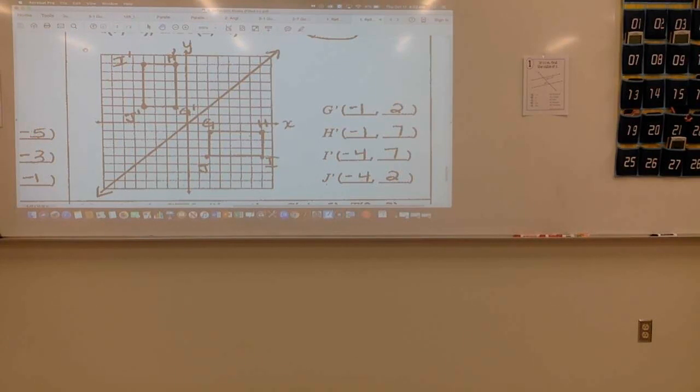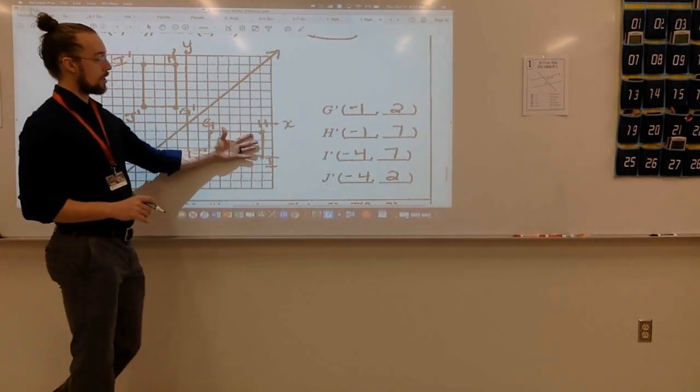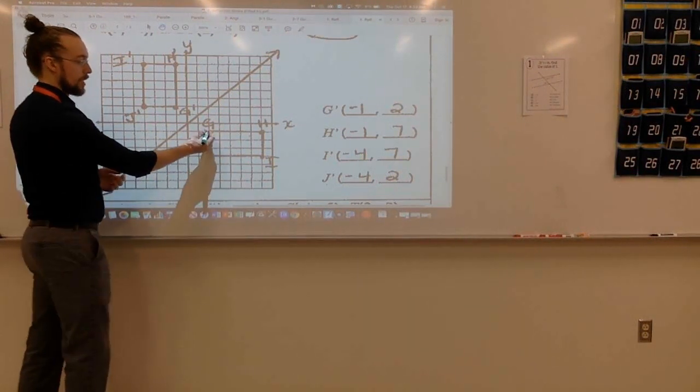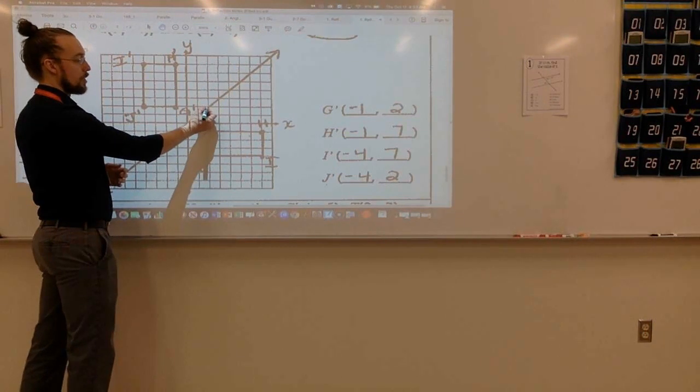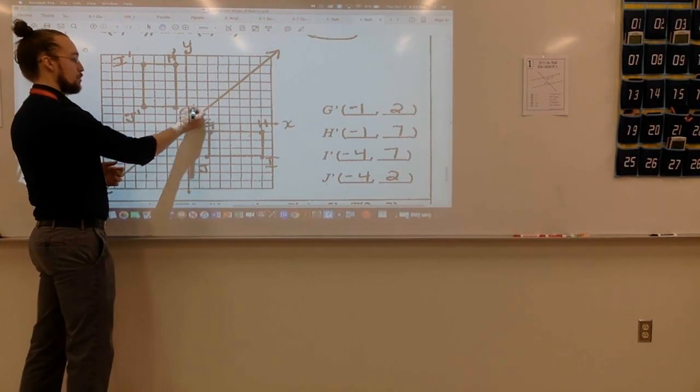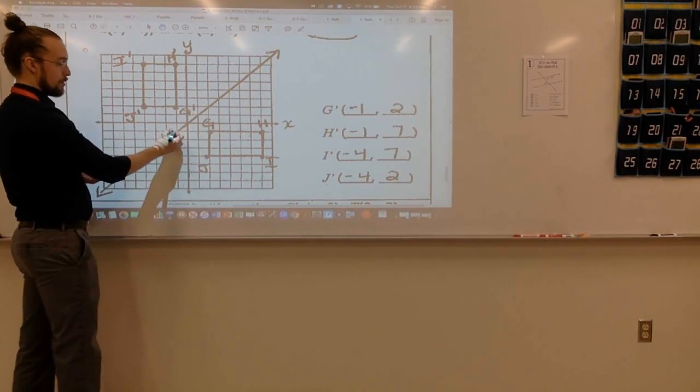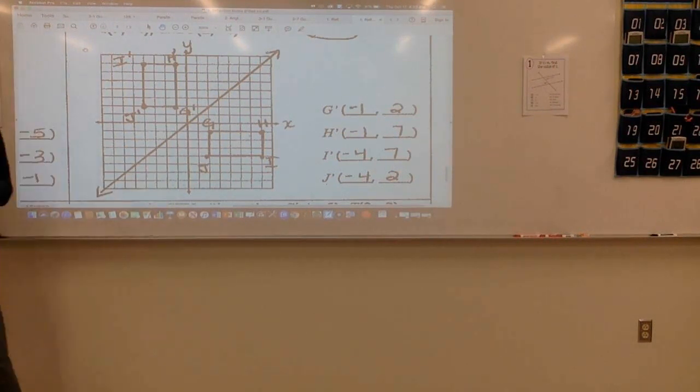Did we get something like this? So the original figure was down here this time. So we ended up having to count up or left to get to the line of reflection. Then we would go up, go left, to get to my new coordinate points. Okay?